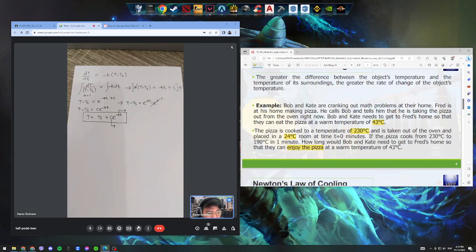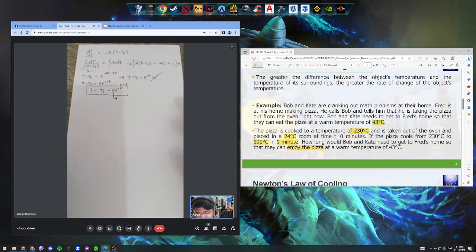Of course, if the pizza cools from 230 to 190 degrees, why does it cool? Of course, because it has been cooked and taken out, it cools. Even if you don't literally take it out, it will cool. Right after being taken out it gets cold in a few minutes. So in a time duration of 1 minute, the 230 degrees became 190 degrees. So how do we solve this using our model equation?